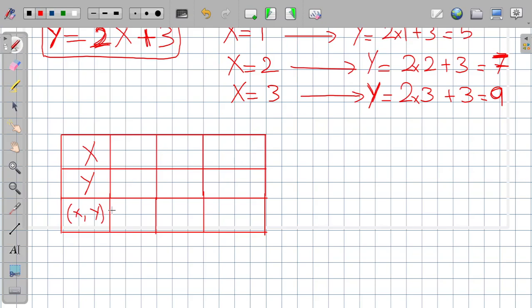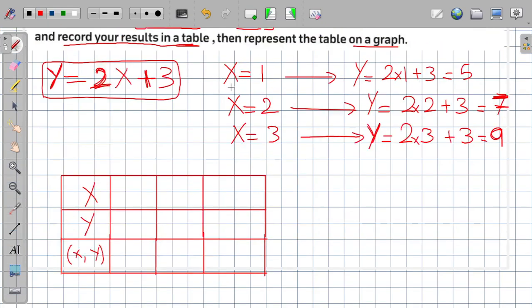So when x equals 1, y equals 5. So I have 1 and 5. So the ordered pair here is 1 and 5. The next one I have 2 and 7. So I have here 2 and 7. So the ordered pair is 2 and 7. Next I have 3 and 9. So when x equals 3, y equals 9. So the ordered pair here is 3 and 9. So I recorded my results in a table.